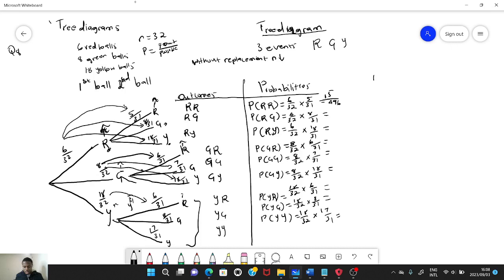When I choose red on the first ball, the second ball has to be red. When I choose the yellow ball first, it simply means that the second ball I'm going to choose still remains yellow. When I choose a green ball, the second ball still remains a green ball, right? So we want the probability that the two balls drawn from the bag will have the same color. Meaning I want RR, I want GG, and I want YY.